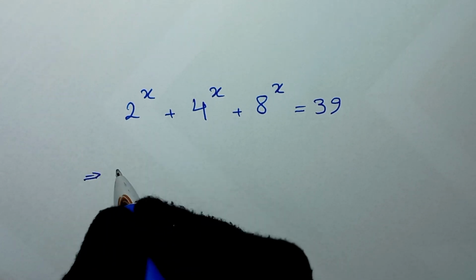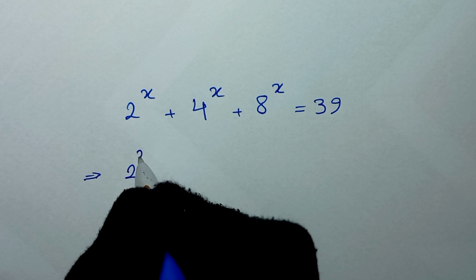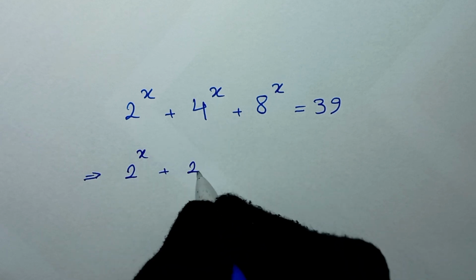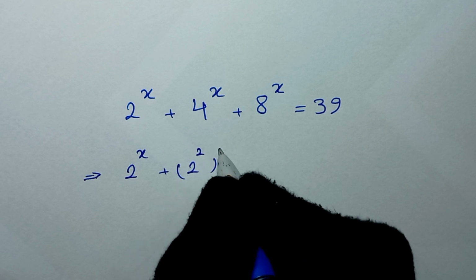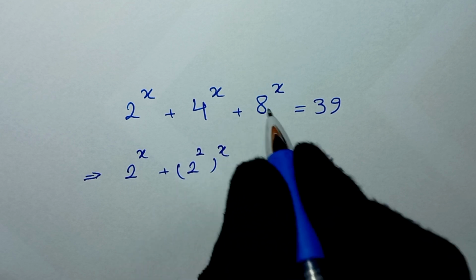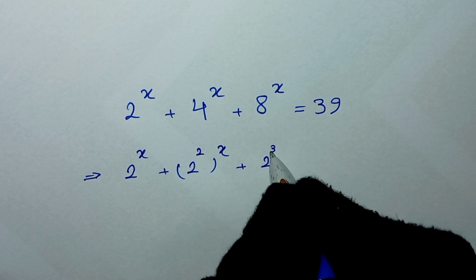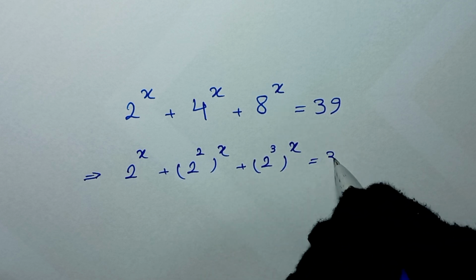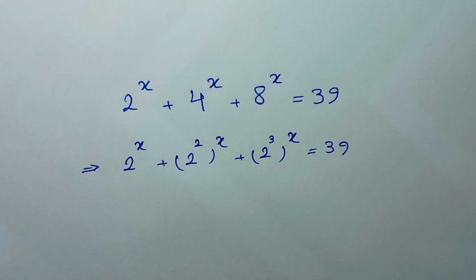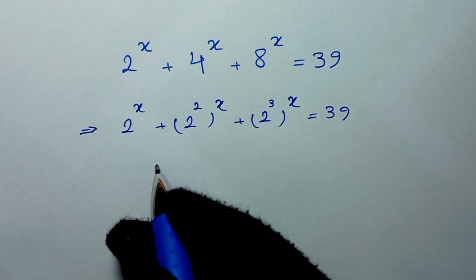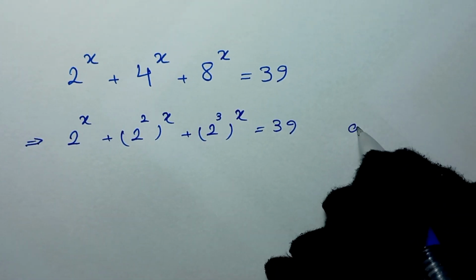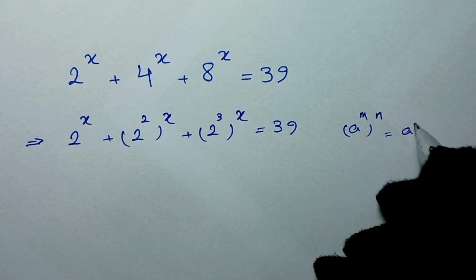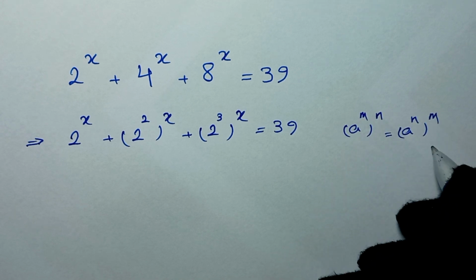In the first step, we write this equation. In here we have 2 to the power of x plus, we can write this 4 as 2 to the power of 2 and to the power of x, and this 8 is 2 to the power of 3 and to the power of x, is equal to 39. And from the exponential rule, if we have a to the power of m to the power of n, we can write this as a to the power of n to the power of m.